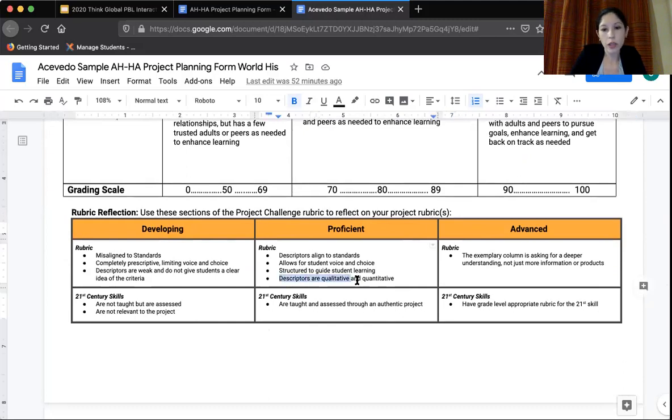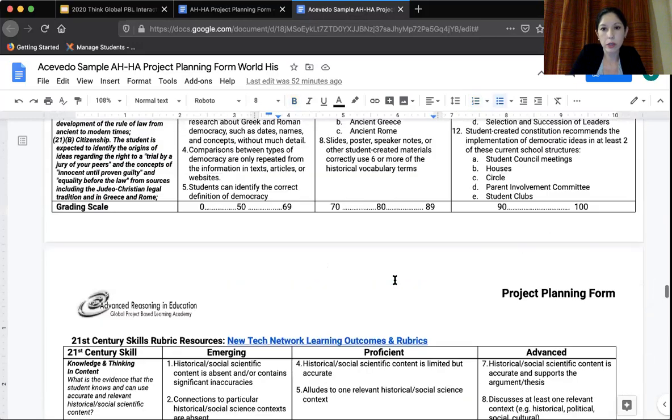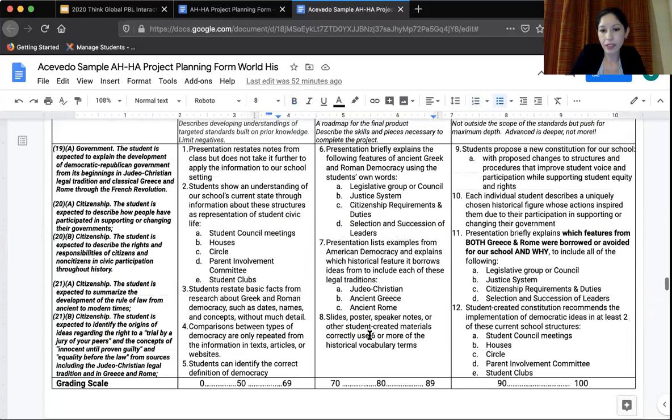The descriptors are qualitative and quantitative. As you noticed, they have to have 6 or more of the historical vocabulary terms. They have to have at least 2 of these current school structures. This is the list of the structures that I want them to look at. There are 5 structures we're looking at. So there are some quantitative aspects to it.